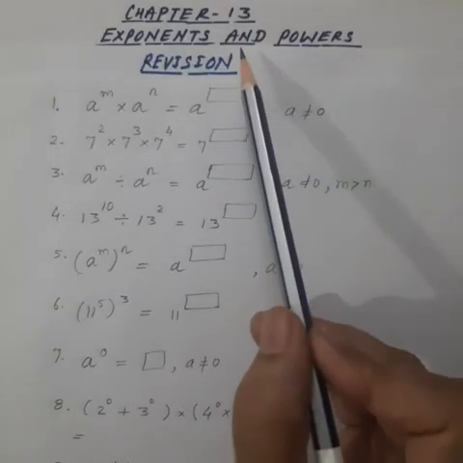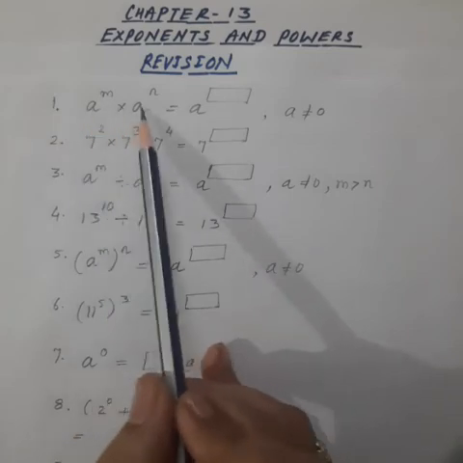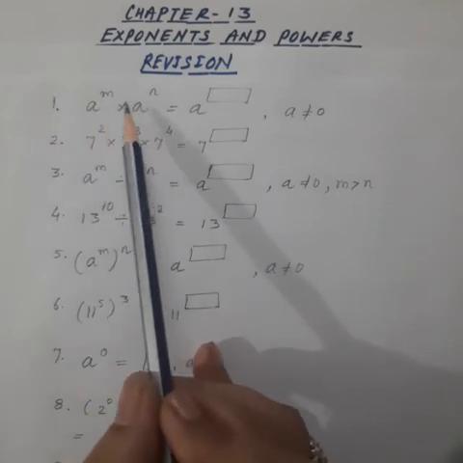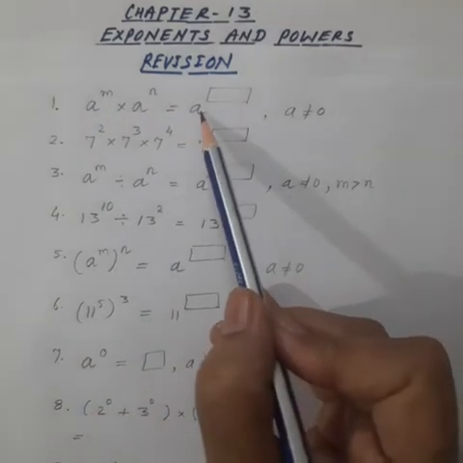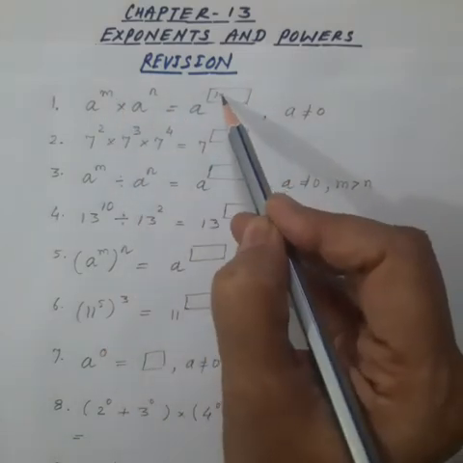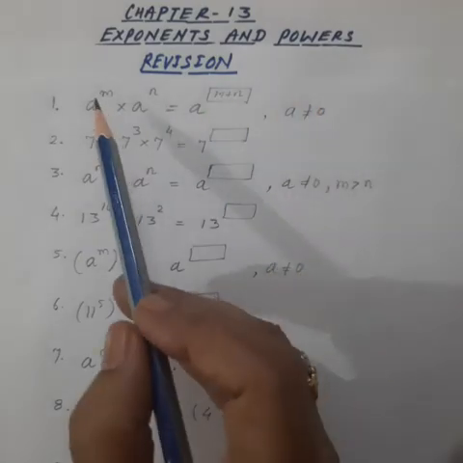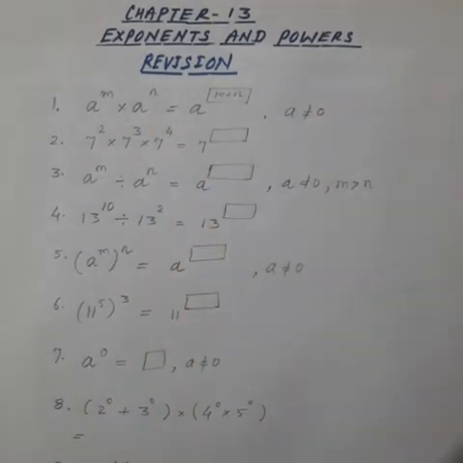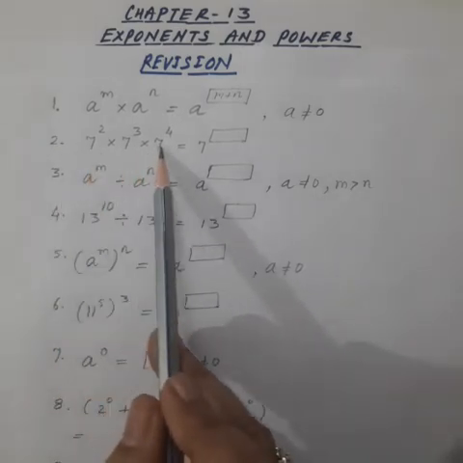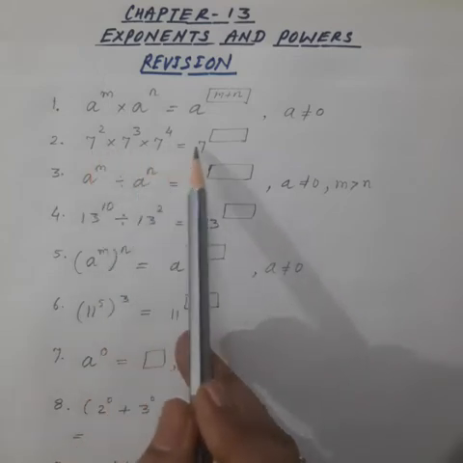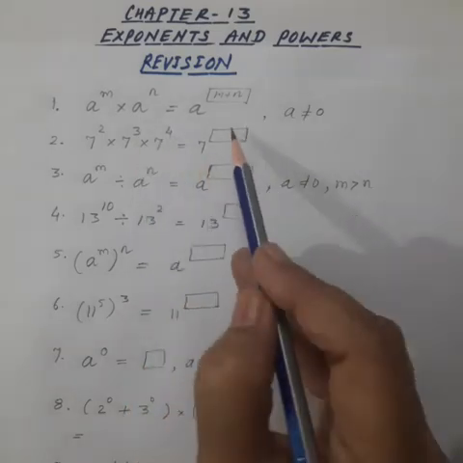In chapter 13, exponents and powers, coming to revision part. First, in the multiplication of two numbers with same base a and powers m and n, we can take the base a common and add the powers, m plus n, where a is any non-zero integer and m and n are whole numbers. Second, in this multiplication of three numbers, the base is same, 7. So take the base 7 common and add the powers. 2 plus 3 is 5, 5 plus 4 is 9.